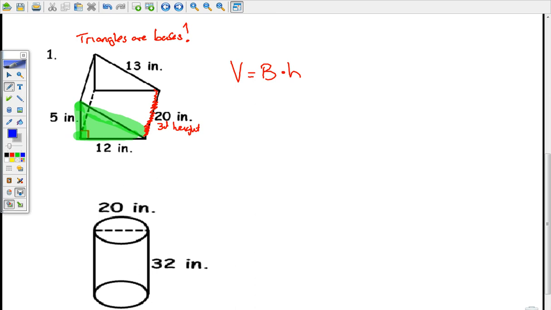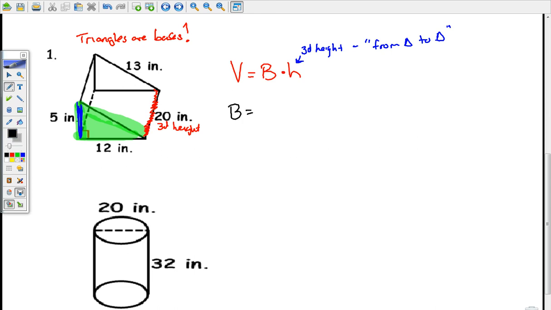Now to make things even more complicated, we also have another height: the height of our triangle. That's the height of our base. So there are two different heights, 5 and 20. The 20 is your three-dimensional height. It means from triangle to triangle, from base to base. It'd be good to write that down. But the 5 height is going to be in our area of the base formula, the triangle formula. So anyway, let's keep going with this.